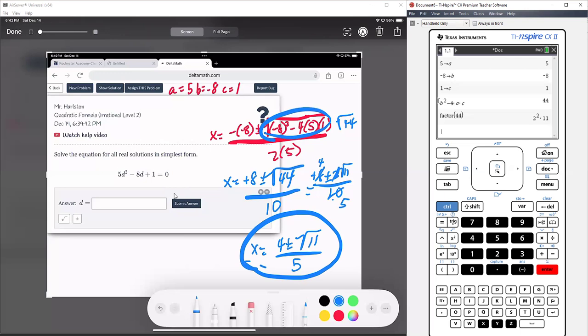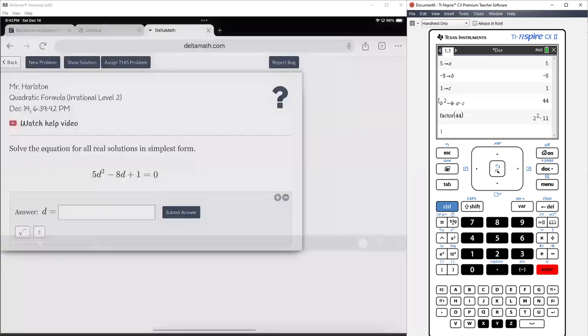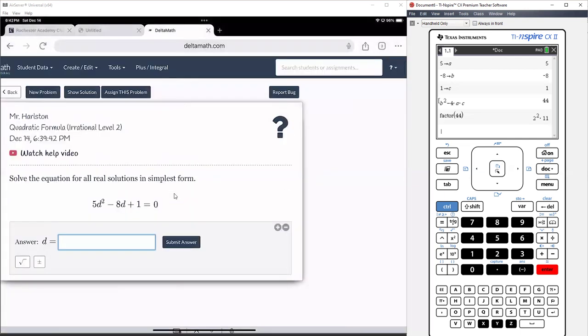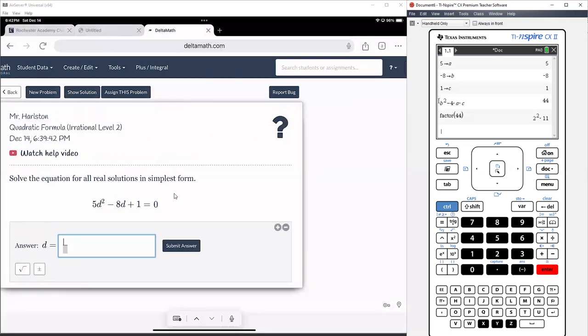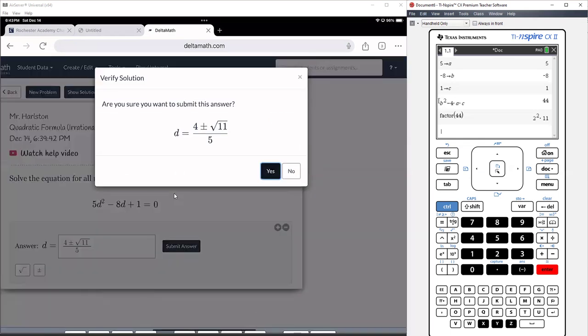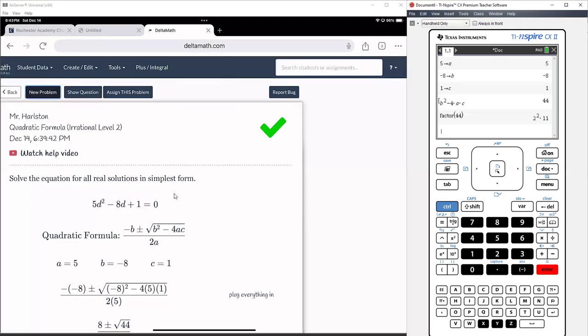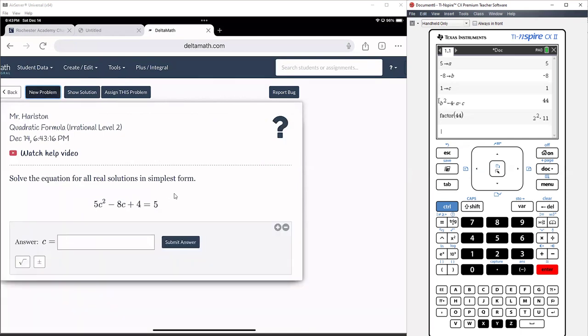So get rid of this. This is going to be divide. So it's going to be 4 plus or minus the square root of 11 over 5. Yeah, there we go. And it says wonderful. I'm going to try one more. Let's see if we can do one more here. So let's go new problem, new problem, new problem.